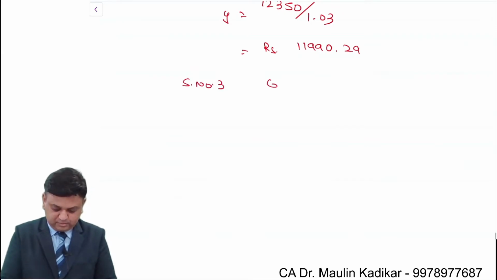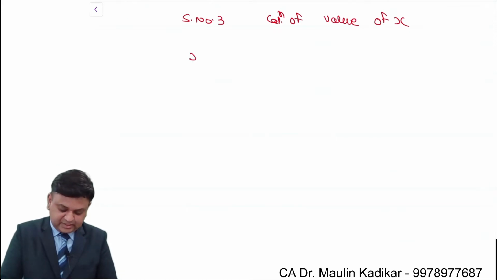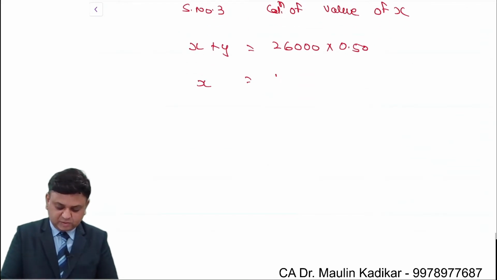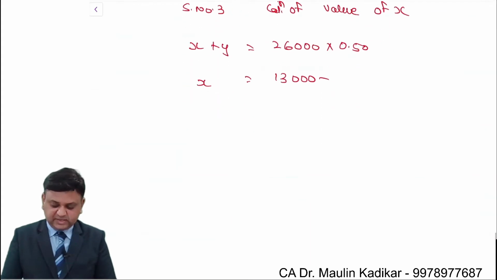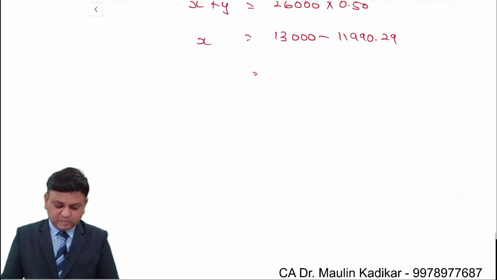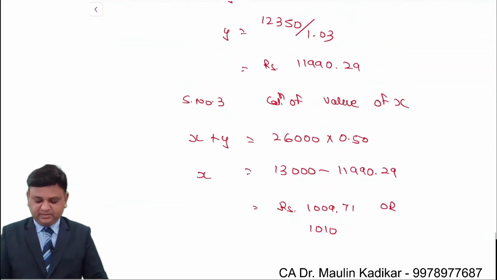Step number 3. Calculation of value of X. Let us see how to find the value of X. We understand that X plus Y is equal to 26,000 into 0.5. So X is equal to 13,000 minus 11,919.29. So 13,000 minus 11,919.29, it is 1,080.71. Or we can say it is very near to 1,010. That is the premium.